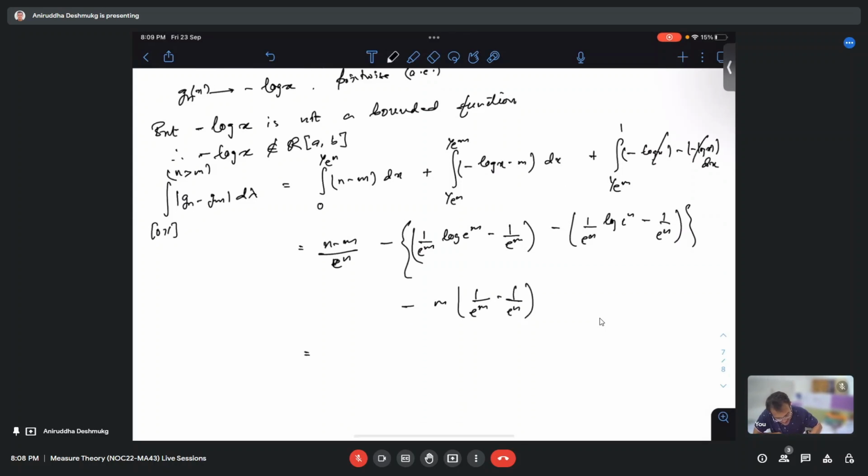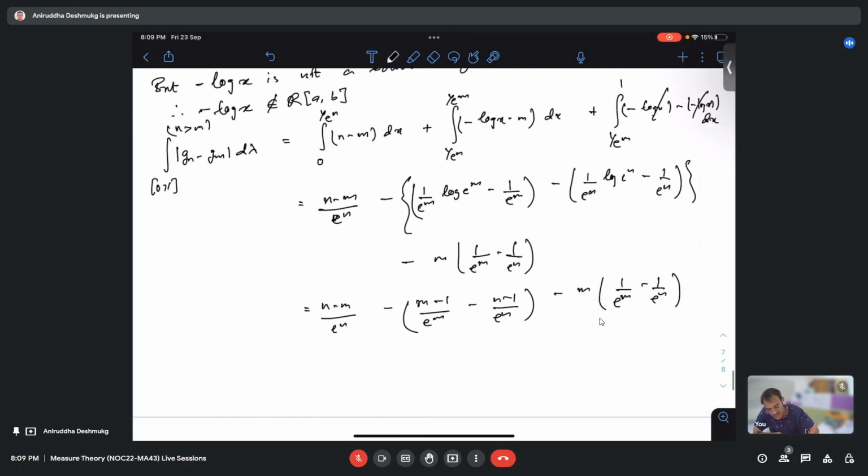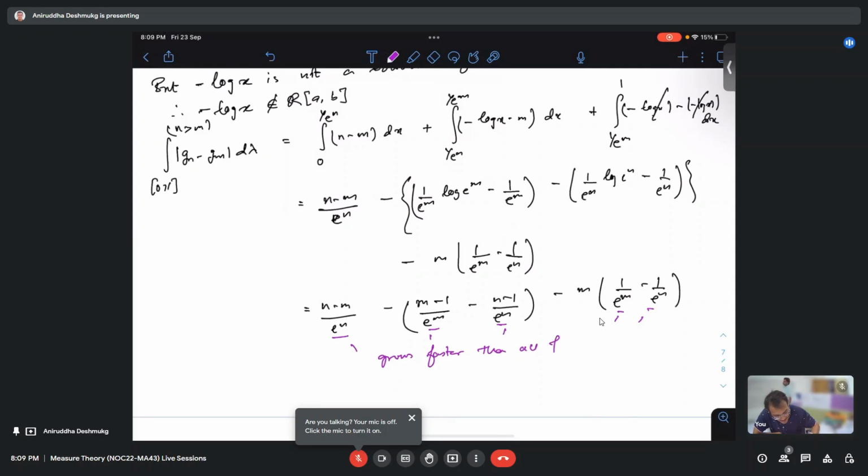Again notice that, okay, let me just write it first. n minus m by e to the power n, minus m minus 1 by e to the power m, minus n minus 1 by e to the power n, minus m times 1 over e to the power m, minus 1 over e to the power n. So as n, m go to infinity, the exponential grows faster than all polynomials. Therefore, in this limit n, m going to infinity, this whole expression is going to be 0.